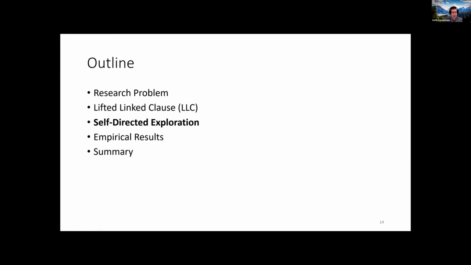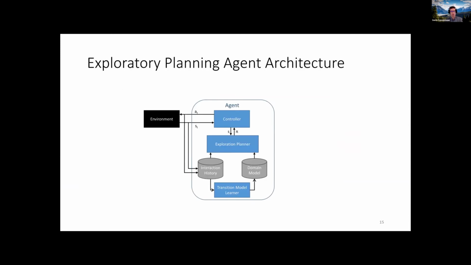Now I'm going to talk about the exploration process and how we use these LLCs. This is the agent architecture for our system. We treat the environment as a black box. The agent sends actions to the environment and gets states back. These actions and states are also recorded into an interaction history. Using the interaction history, we call a transition model learner, which in this case is ILASP. This updates our domain model, which is then used by the planner.